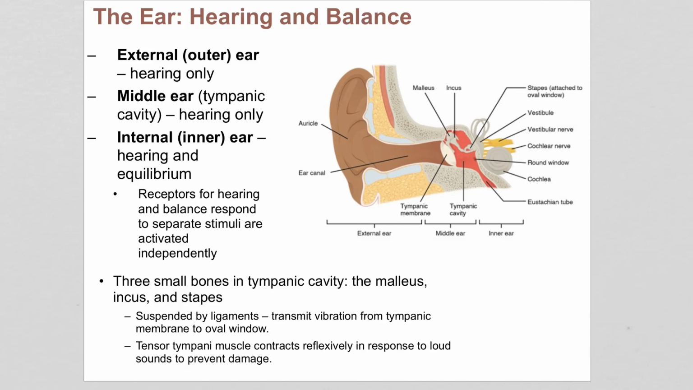All right, in this video, we're going to do an introduction to the anatomy and physiology of the ear. That's going to include the hearing, auditory side of what the ear is doing, and also the vestibular system, which is the equilibrium or balance side of things. So first, some quick anatomical distinctions.